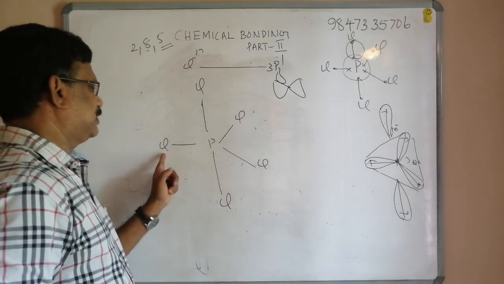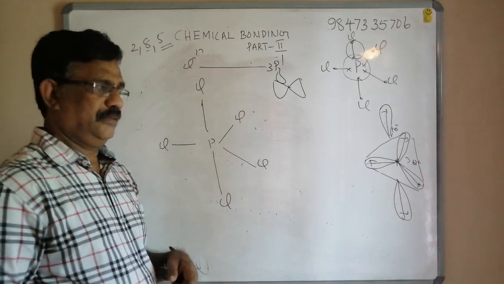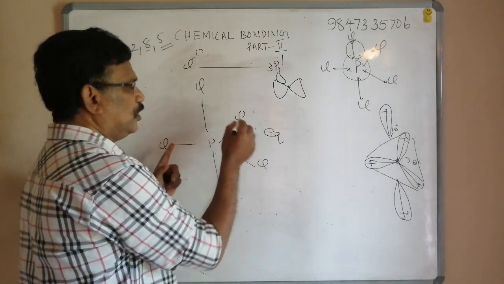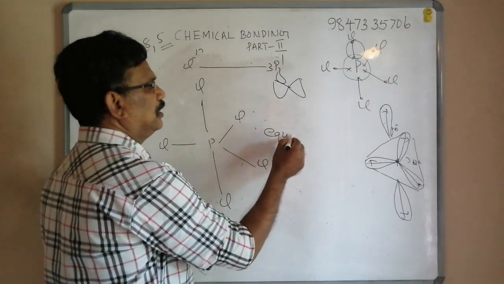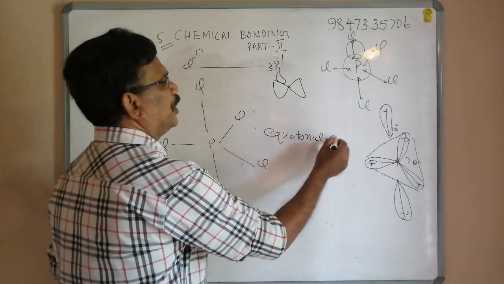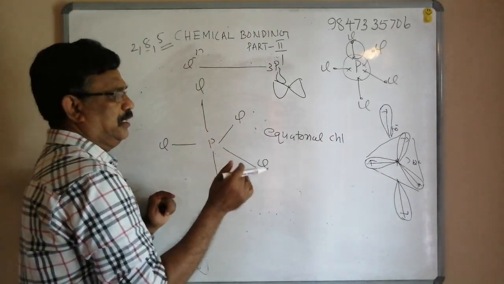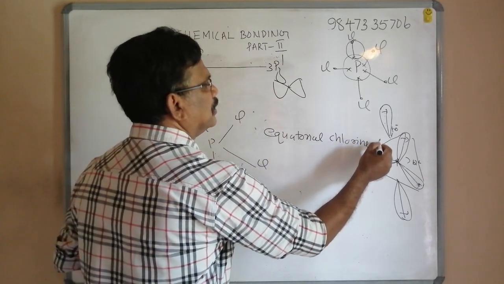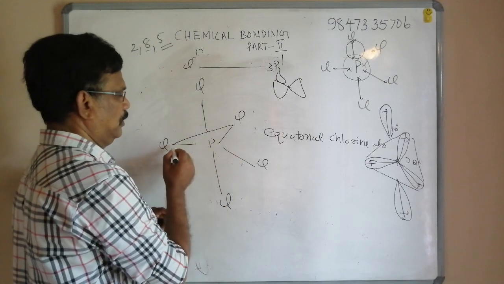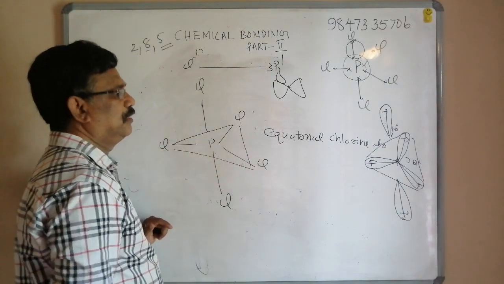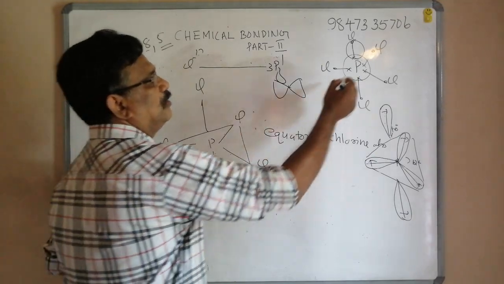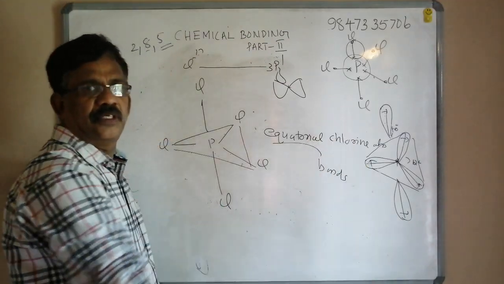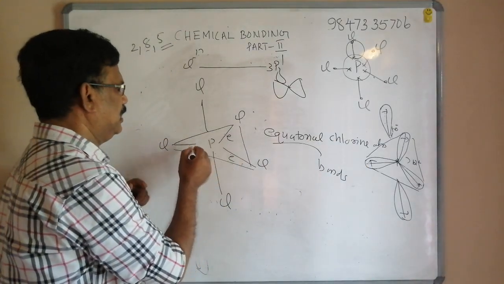These 3 chlorine atoms are present in the same plane, and these 3 chlorine atoms are called equatorial chlorine atoms, at the 3 corners of an equilateral triangle. These 3 are in the same plane: equatorial chlorine atoms. And these 3 covalent bonds, 1, 2, 3, are called equatorial bonds. So 3 equatorial bonds are present in PCl5.